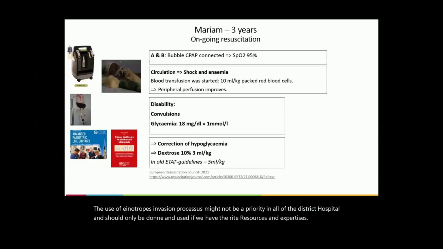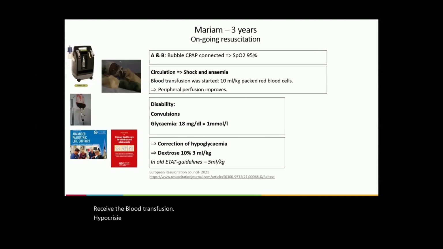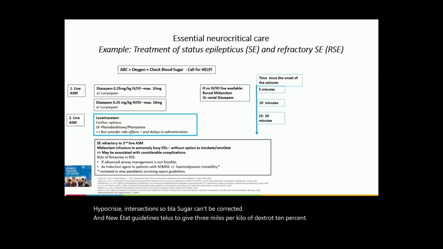Our child is improving, receives a blood transfusion, but is hypoglycemic and has seizures. So blood sugar can be corrected, and new ETAT guidelines tell us to give 3 mL per kilo of dextrose 10%. A further example of management of neuro emergencies, we follow international status epilepticus guidelines with benzodiazepines as first-line treatment, and maybe as second-line anti-seizure medication we may use or benefit from the use of levetiracetam in the future.